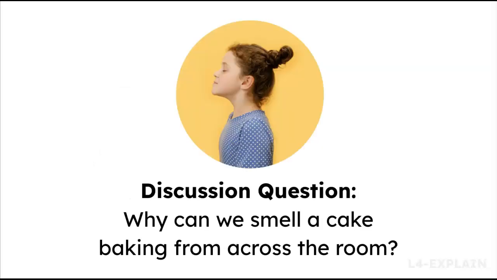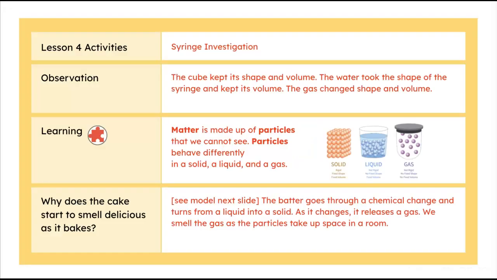In the explain portion of the lesson, students will engage in a class discussion. You'll invite students to gather and analyze their observations around their syringe investigation. You'll use the provided questions to guide the discussion around why can we smell a cake baking from across the room? The goal of this class discussion is to have students analyze data from their investigations to describe how gases behave. You will use the discussion to create the Lesson 4 summary chart.